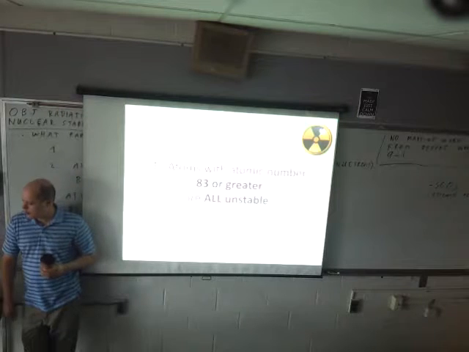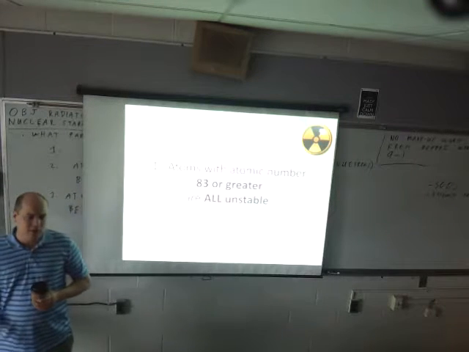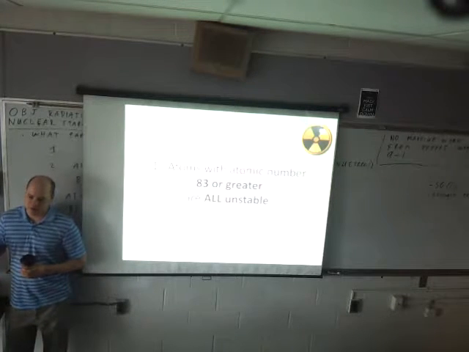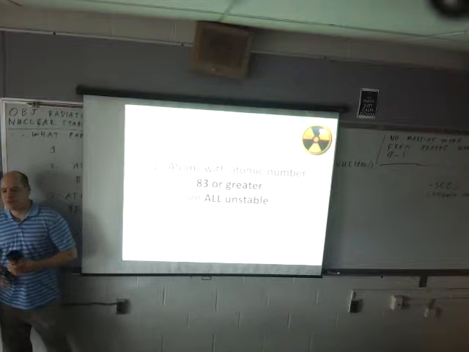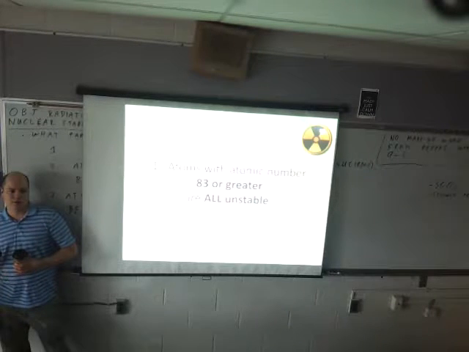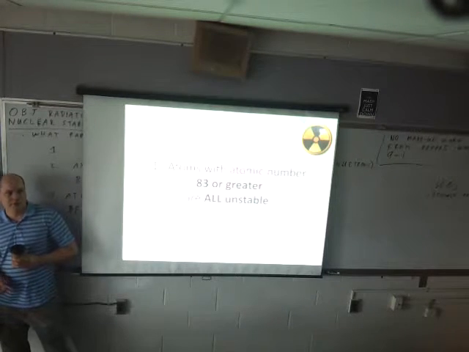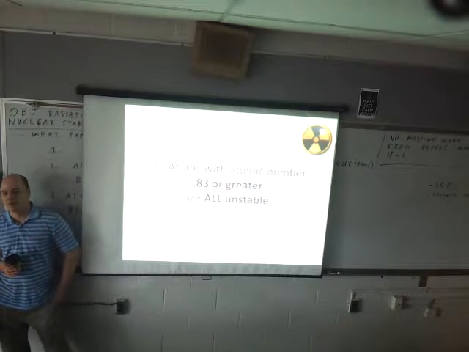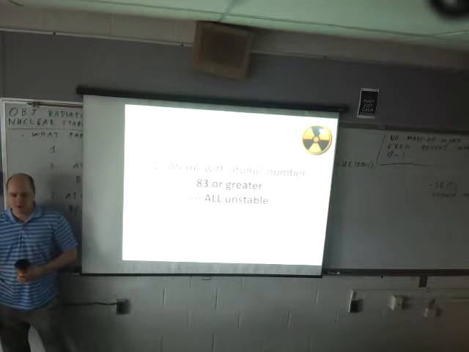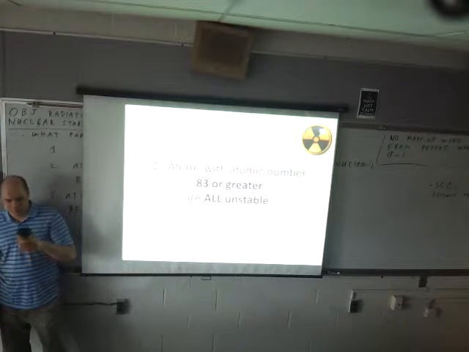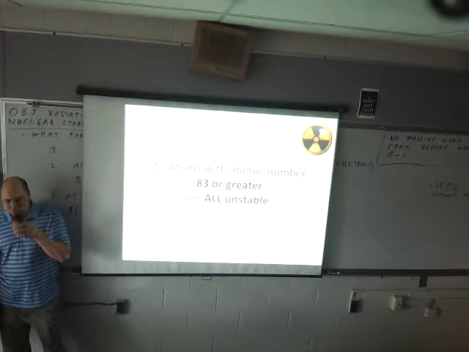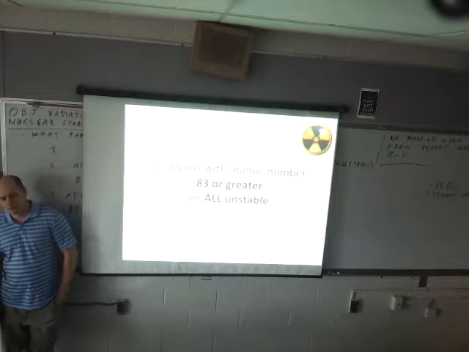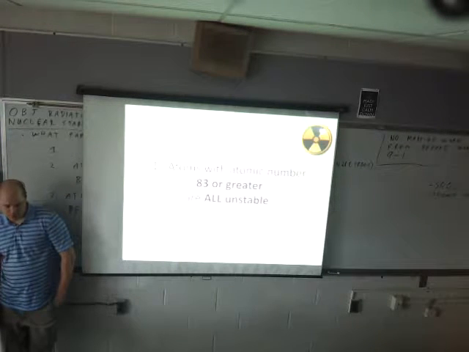Okay. All right, so rule number 1. 83 or higher, they're all radioactive. So that means up till lead, they may have stable isotopes, but starting with bismuth, everything above that has no stable isotopes. So that means radium, astatine, thorium, uranium, plutonium, all of them, there are no stable isotopes. Every version of that atom is radioactive. Got that?